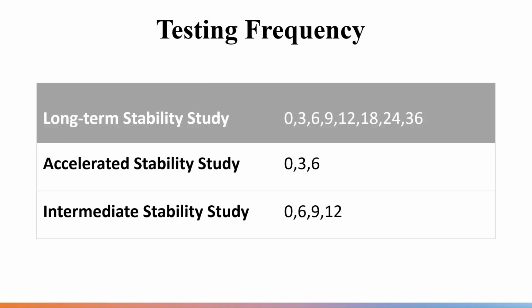Accelerated stability study should be done for 6 months with a 3 months interval. That means 0, 3 and 6. And for the intermediate stability study, it has to be given for 1 year and a minimum of 4 time points, that is 0, 6, 9 and 12.